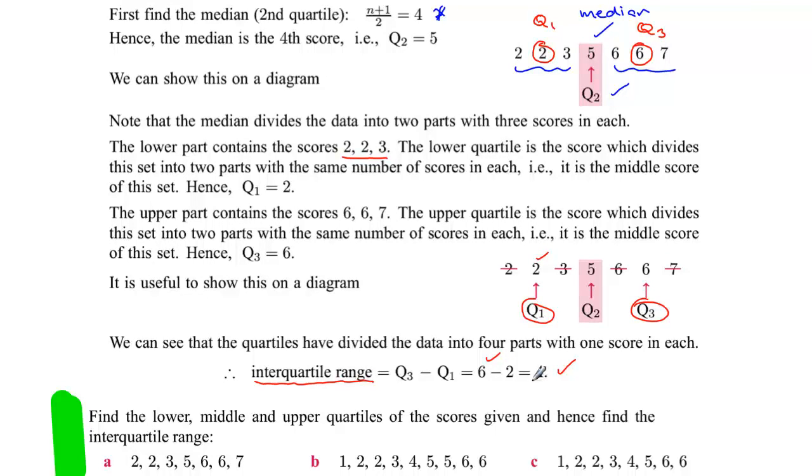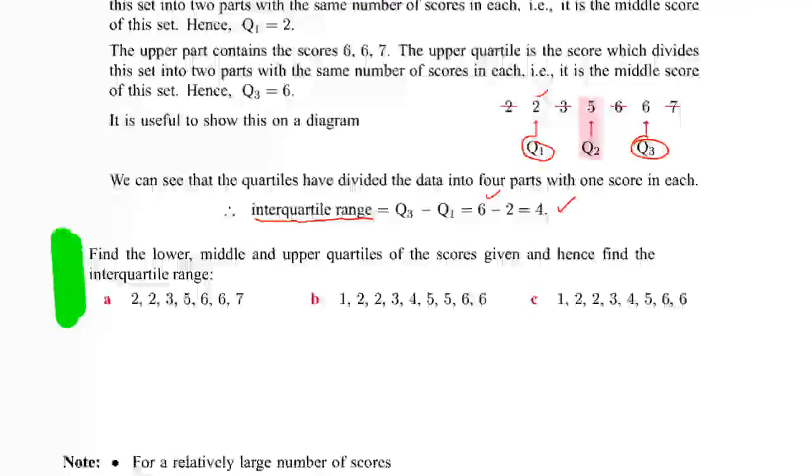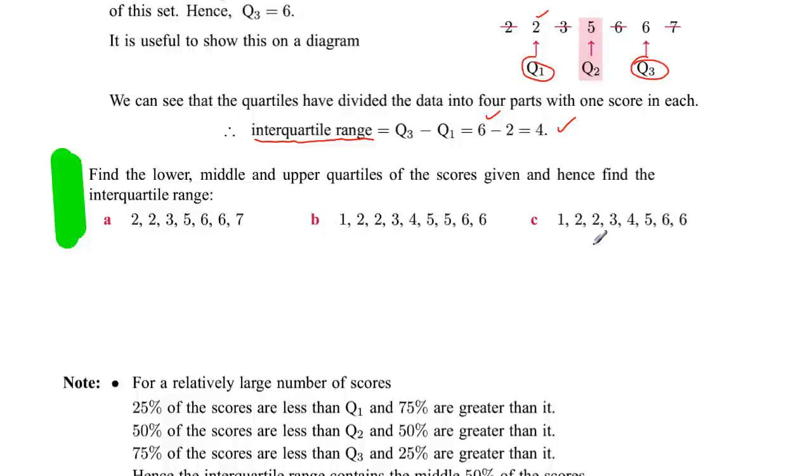Now you'll notice that the full range is 7 take away 2, which is 5, so the interquartile range, as you would usually expect, would be less than that. And there's a good reason why we work this out, as I'll show you shortly. Let's have a quick look now at these examples here.